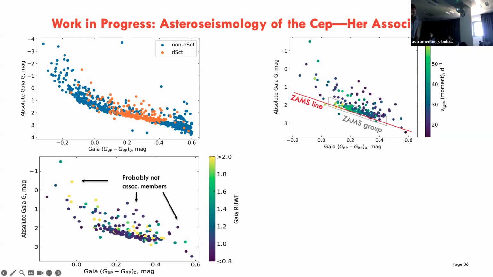In color here, I'm showing nu max, the frequency of maximum power, and we see that there appears to be a correlation in that at the bluer colors, the stars have higher oscillation frequencies. I'm going to come back to that as a main talking point shortly.